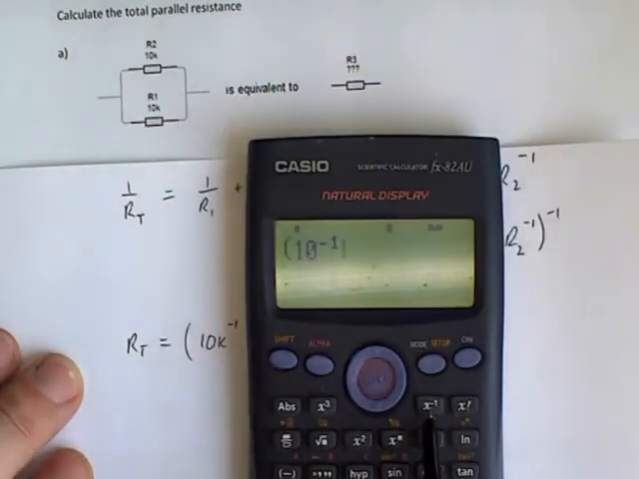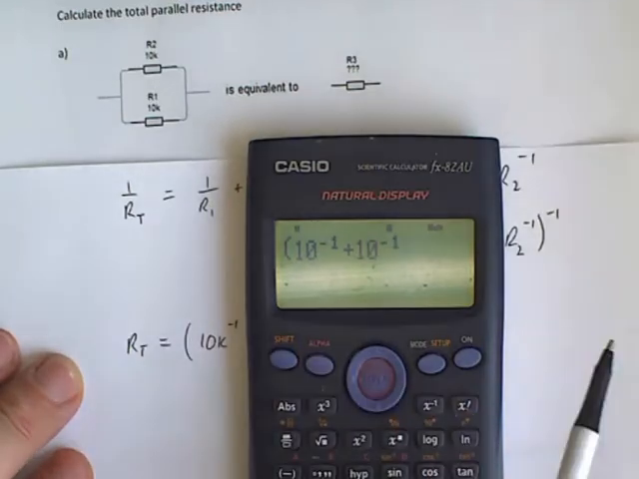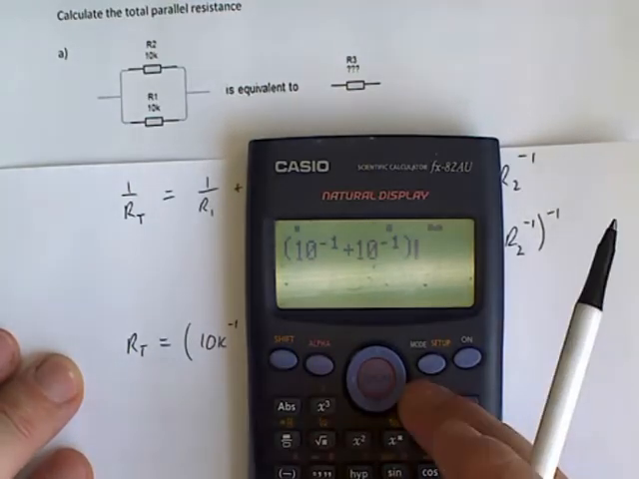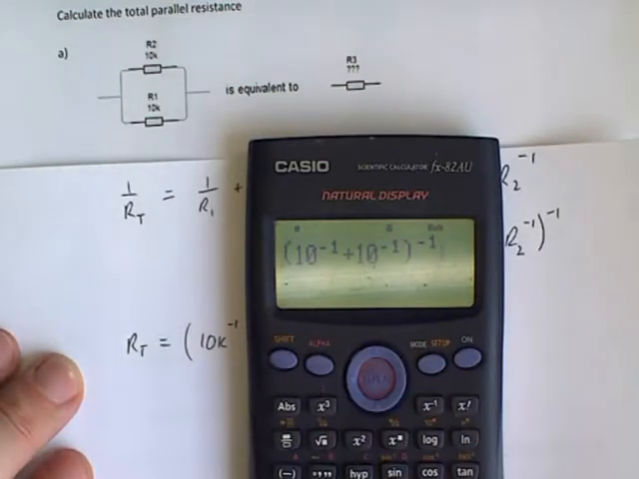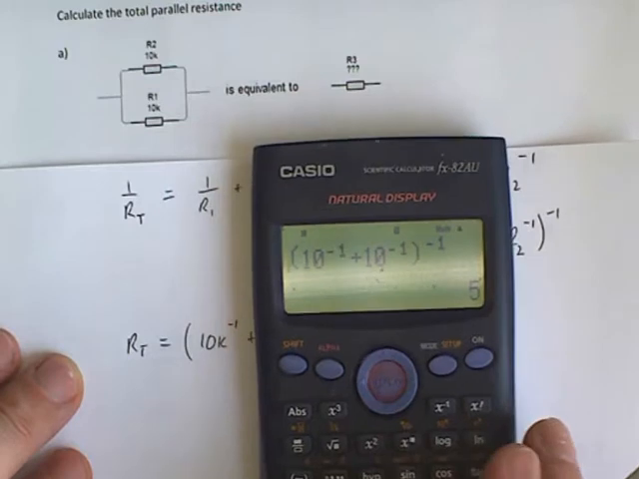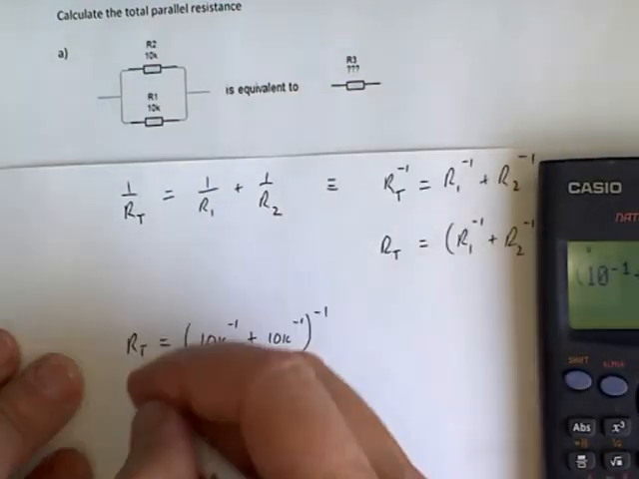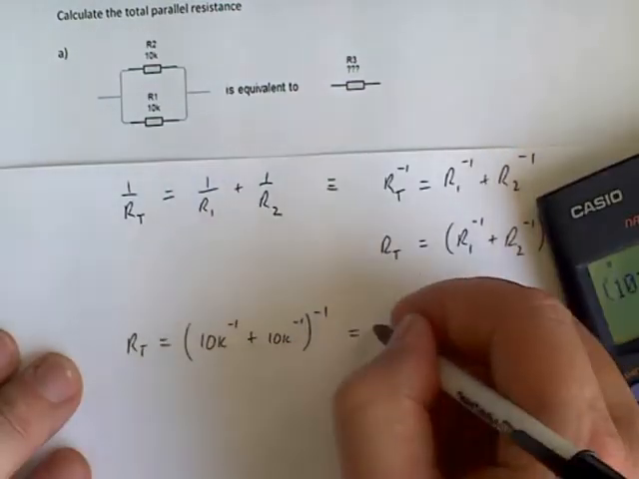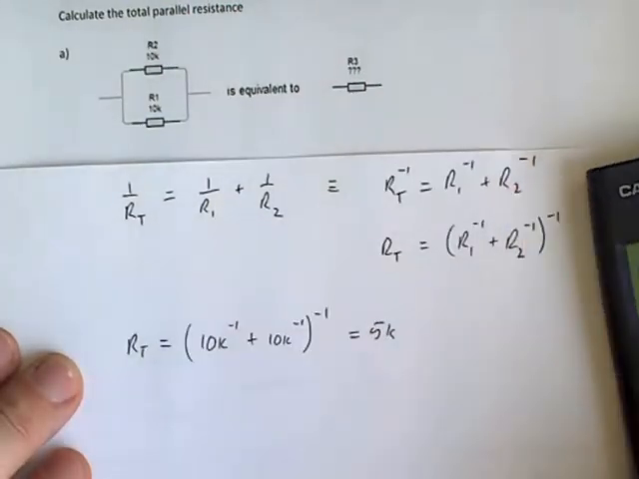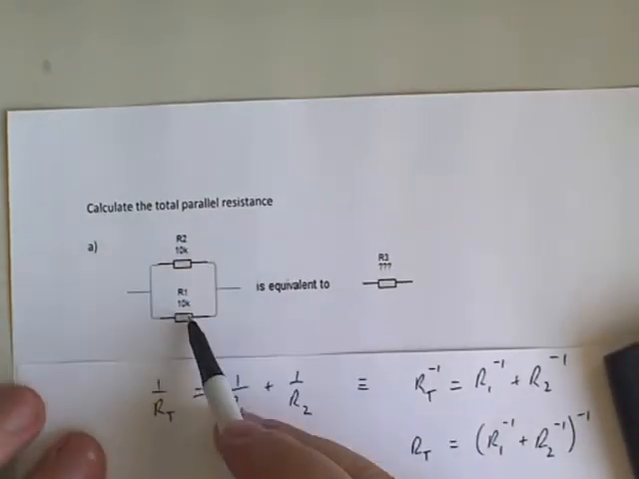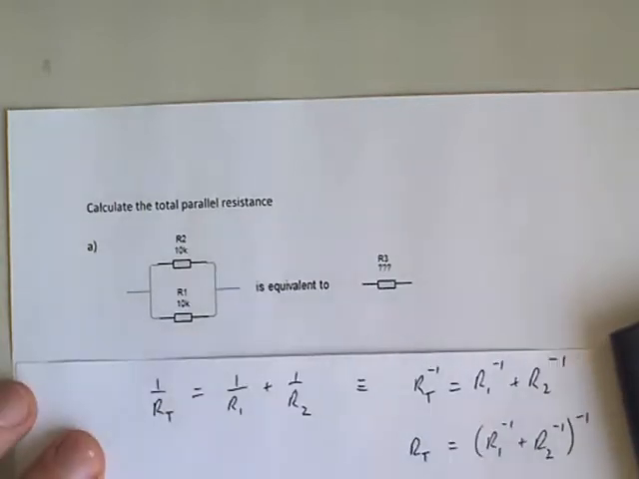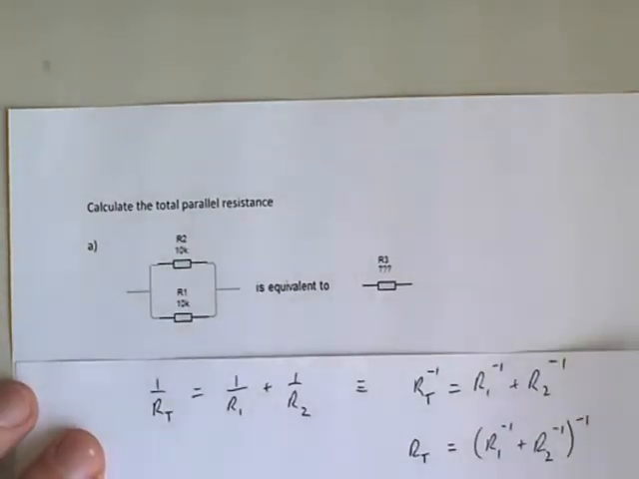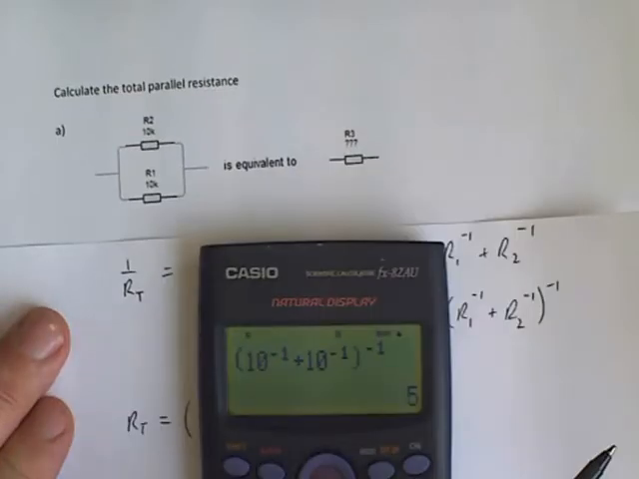There's my reciprocal button there, so fast. Close the bracket and reciprocal again. And if I press equals, I get 5, which is what my intuition told me. So it equals 5k. Remember before I was saying that if I have two parallel resistors that are equal in value, then the equivalent resistance is half of one of those resistors. So in this case, 5k.